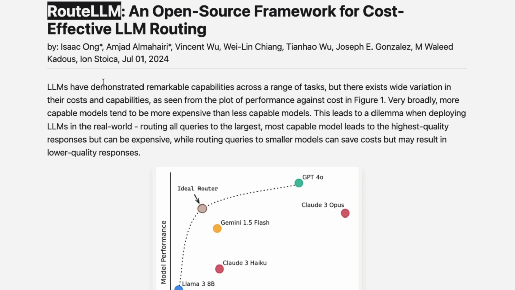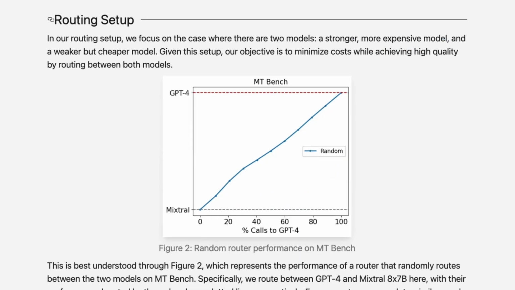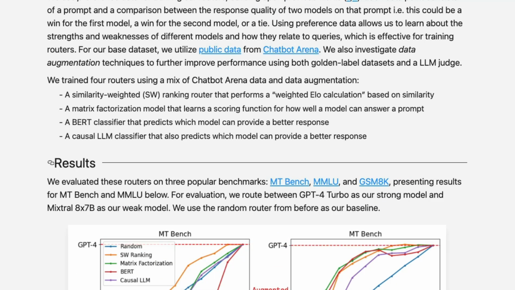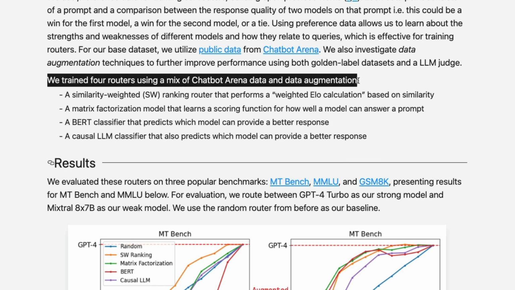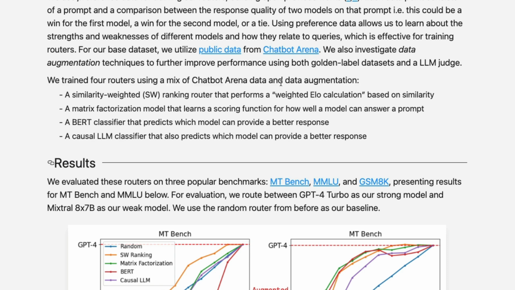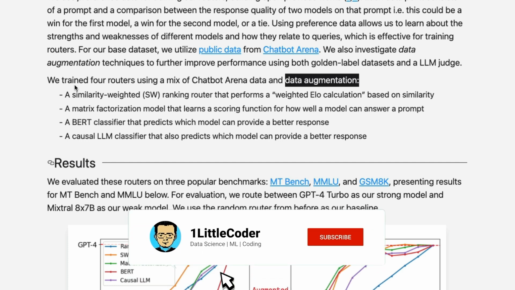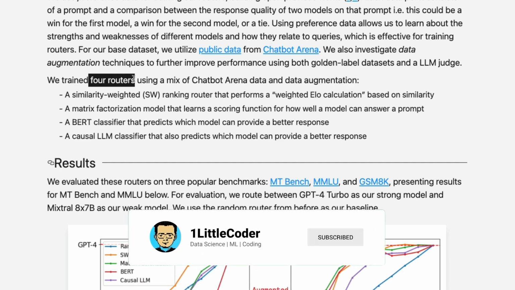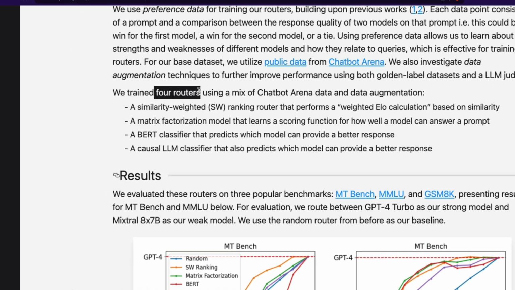Now when I say framework, you might think this is Llama Index or LangChain. So no, this is not Llama Index, this is not LangChain. Rather, this is a completely new model that they've created. So they've trained 4 routers using a mix of Chatbot Arena data and data augmentation. Data augmentation is nothing but take this existing data and add your own data, modify your data, transform the data, and then create 4 sort of routers. I hope at this point you all understand what is a router.